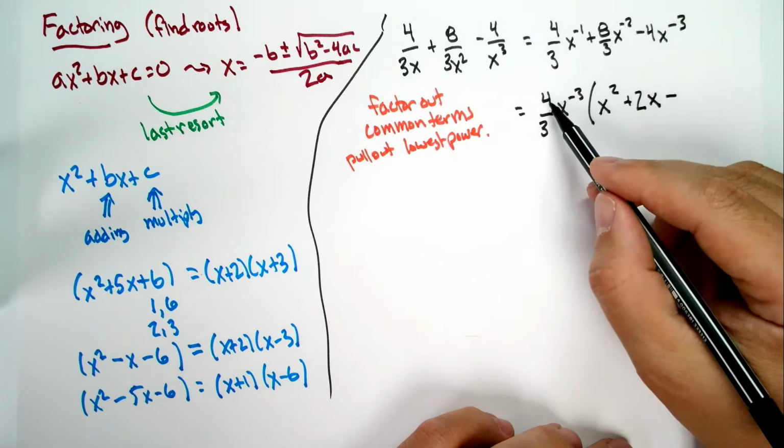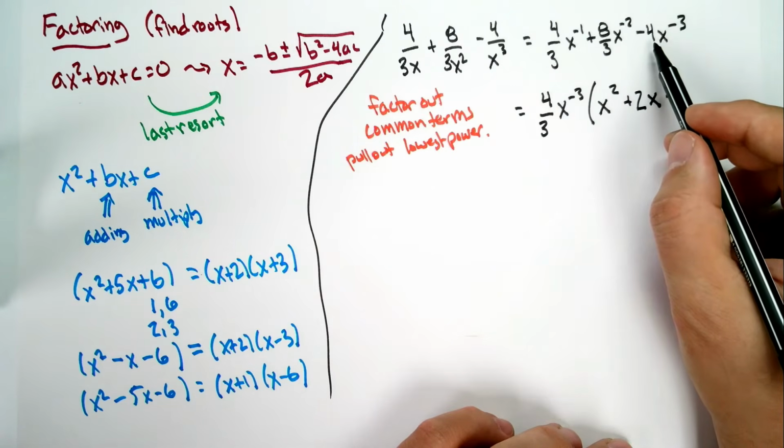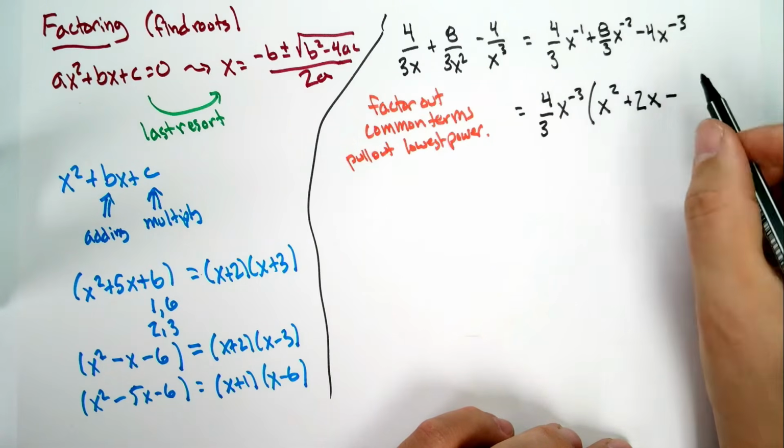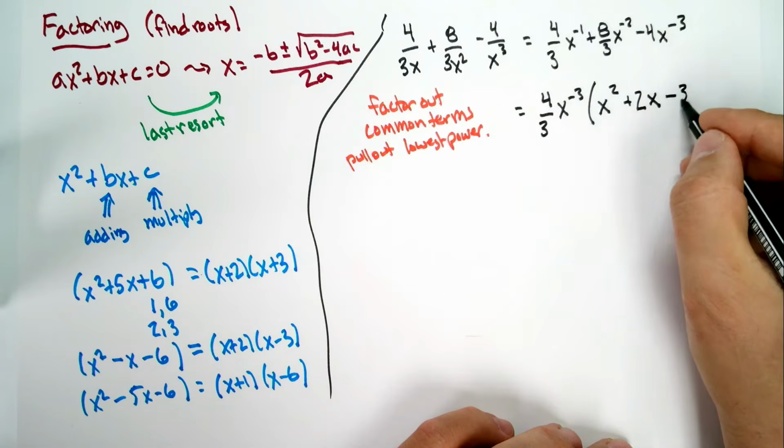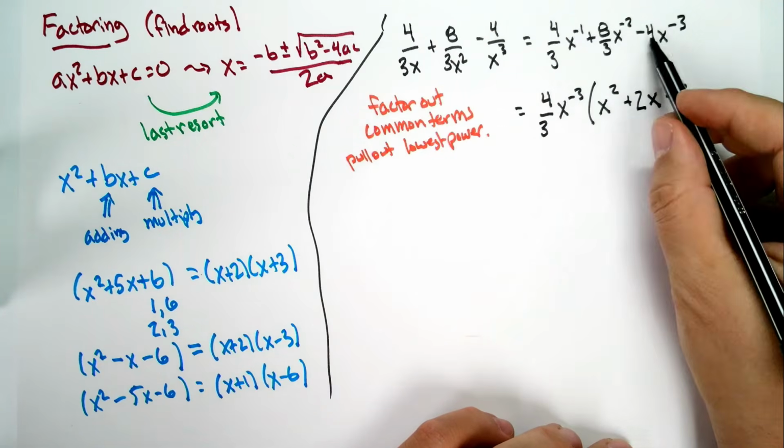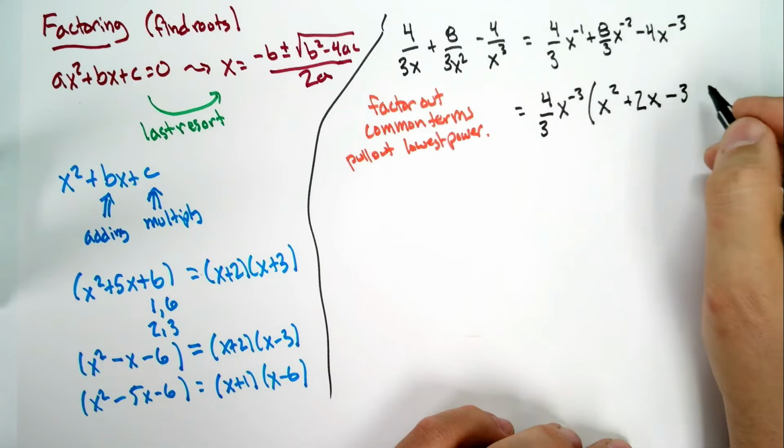We grab the 4, but there wasn't a 3. So what do we do about that? Well, the answer is we put a 3 there. So you can check 4/3 times 3 will give us 4. And the power is just 1.